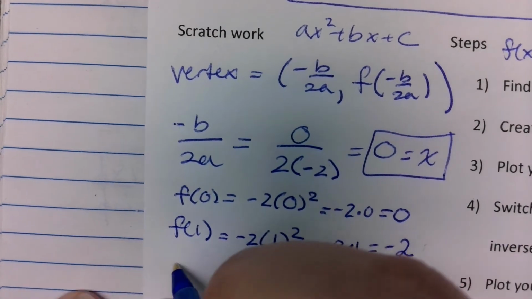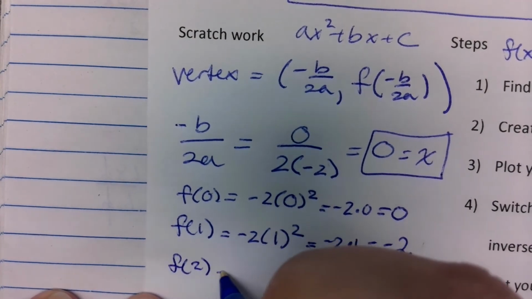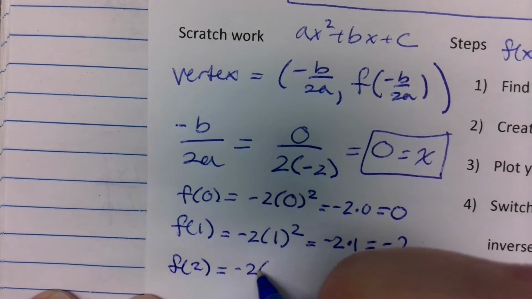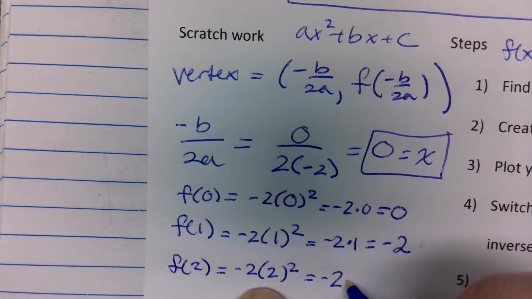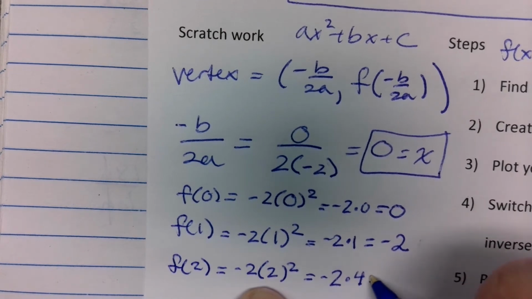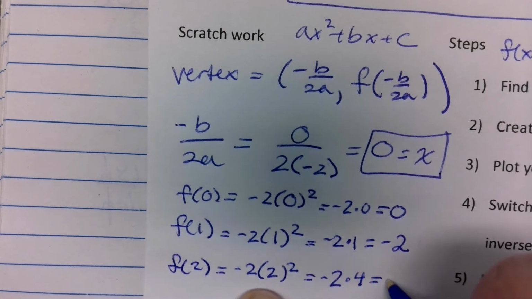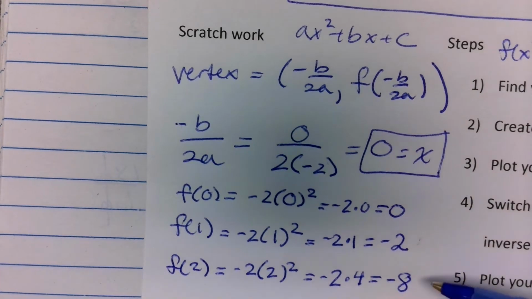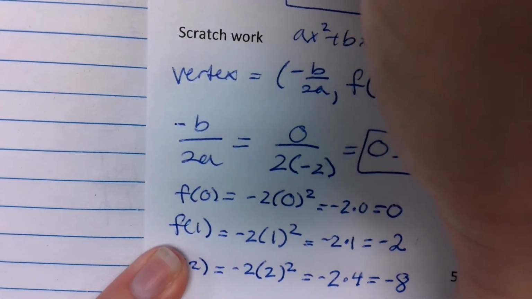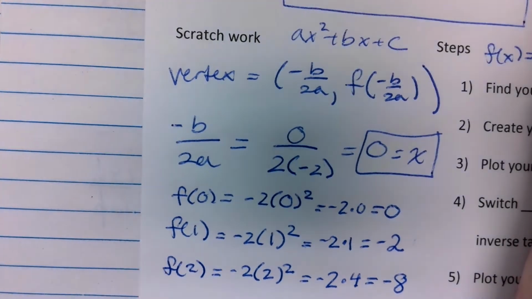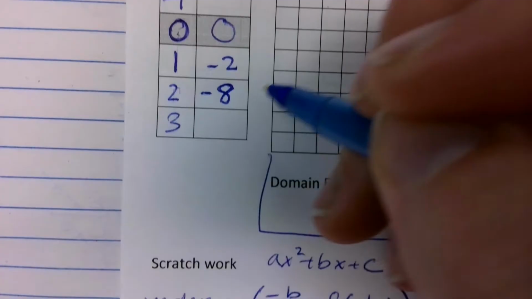Okay, let's plug in 2. Negative 2 times 2 squared. What's 2 squared? What's negative 2 times 4? Let's plug that into the table. So I'm putting it on the table.